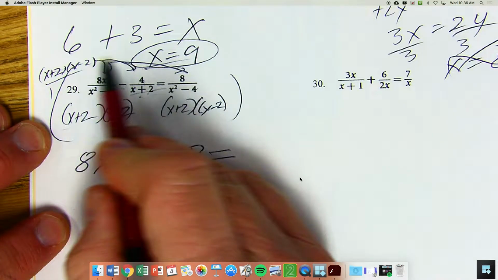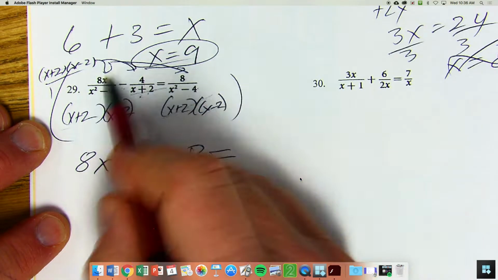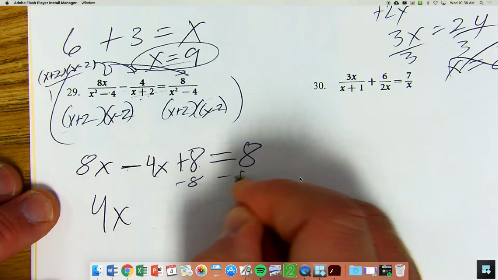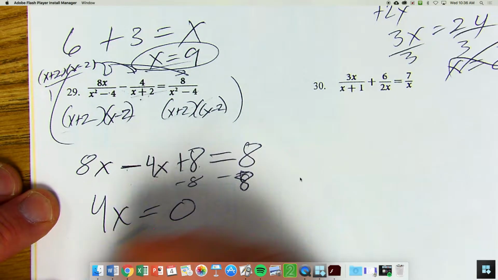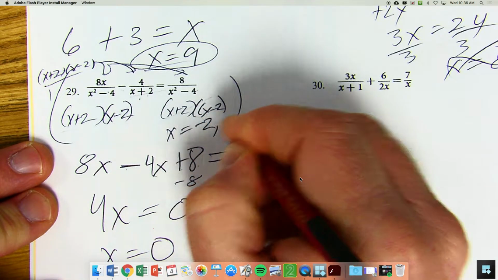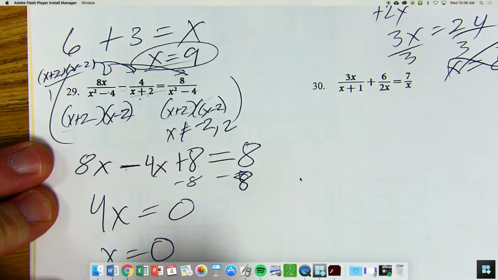Here, when you bring it here, they're both going to go away, leaving you with just 8. That's going to give us 4x, subtract the 8 over. That's going to give us 0, so x equals 0. What are your restricted values? X cannot be negative 2, x cannot be 2. So you're good with 0.